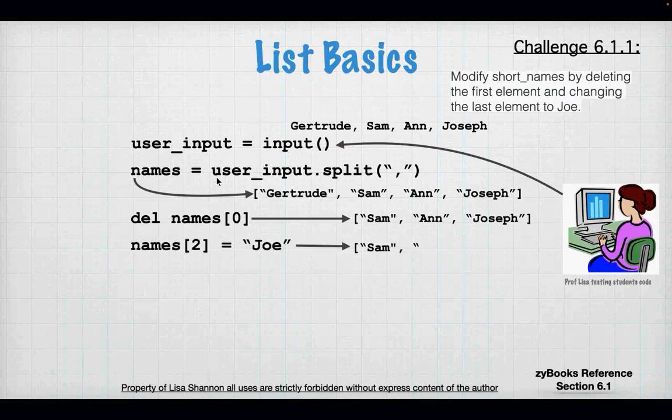When I change Joseph, change the last element to Joe. Now, you'll notice that I had to do it in this order. If I didn't do it in this order, my names of two would have had to have an index of 3 and not an index of 2. So be careful of order, because if you get things out of order, sometimes the calculations might not be as you think. So that's the basis of a list.